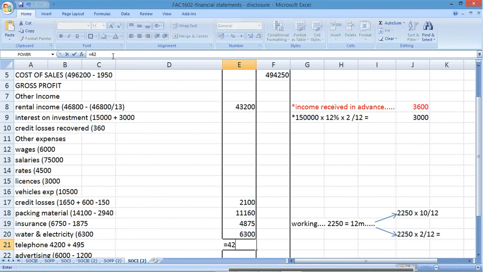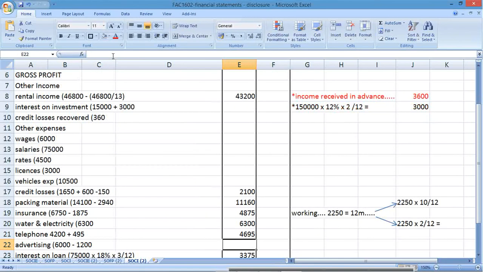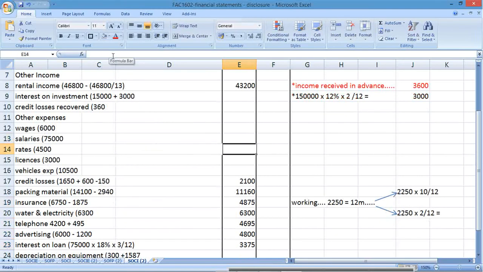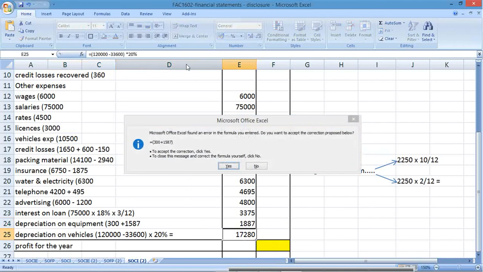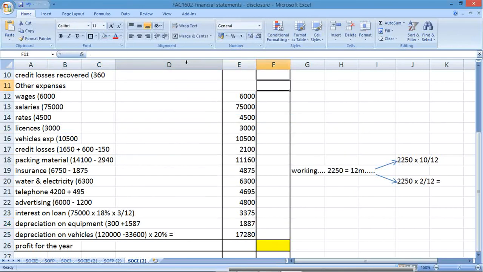Telephone 4200 plus 495 is 4695. This minus that. Okay. The rest stayed the same. Then 3000. Then 4,500, then 75,000, then 6,000. Right, was that it? Let's just check. No, there's still one more here. Depreciation equipment, we need to add those two. 587 plus 300. That's 887. Yeah, that's good. And then we just total up all of that. So sum up this bit.